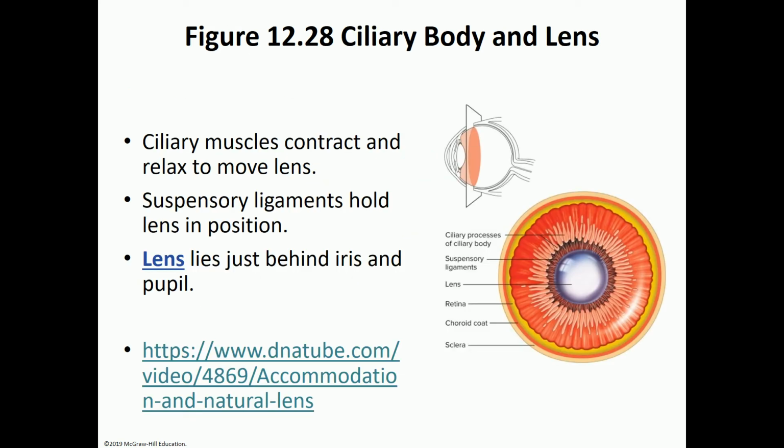Now for the ciliary body and lens, while the ciliary muscles can contract and relax in order to move the lens, the suspensory ligaments are going to move with it because they are attached to both. And you can see a little video here. Watch that little video, and it shows you exactly how that works.